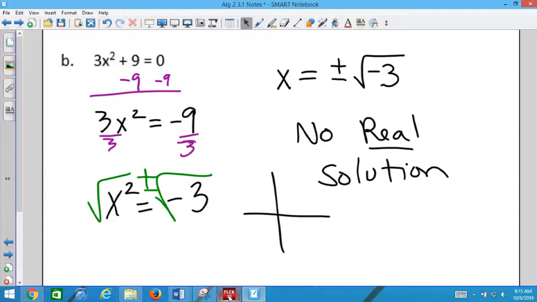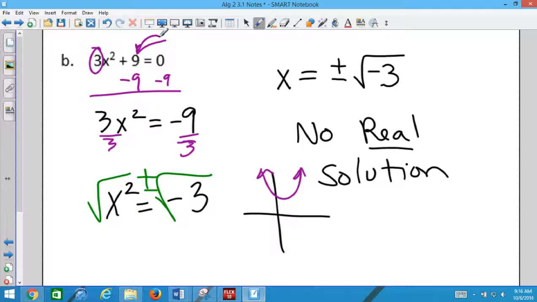Thanks for checking. So this would be a graph, and if you look right here, the A value is positive, so this would be a graph that opens up. It would look something like that, where it opens up, but it's above the x-axis. How many above? What do you think? 9 above. Right. So that's why we don't have any real solutions.